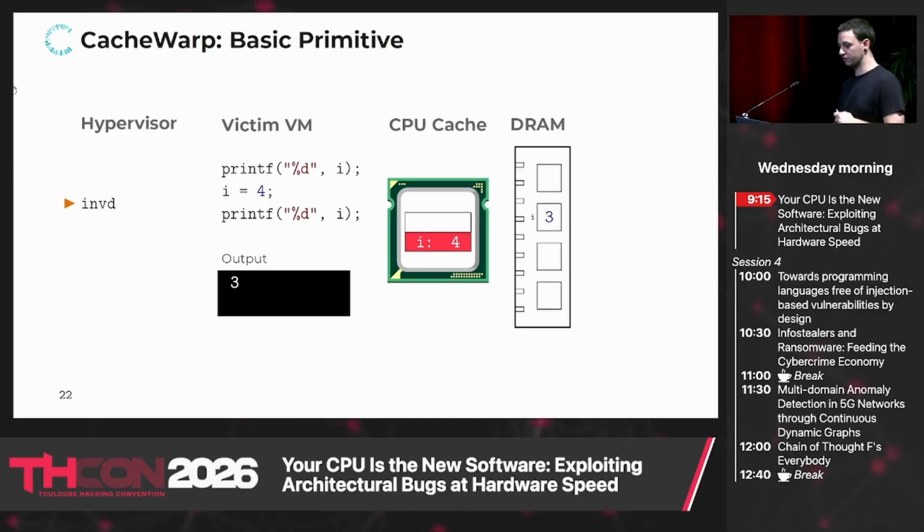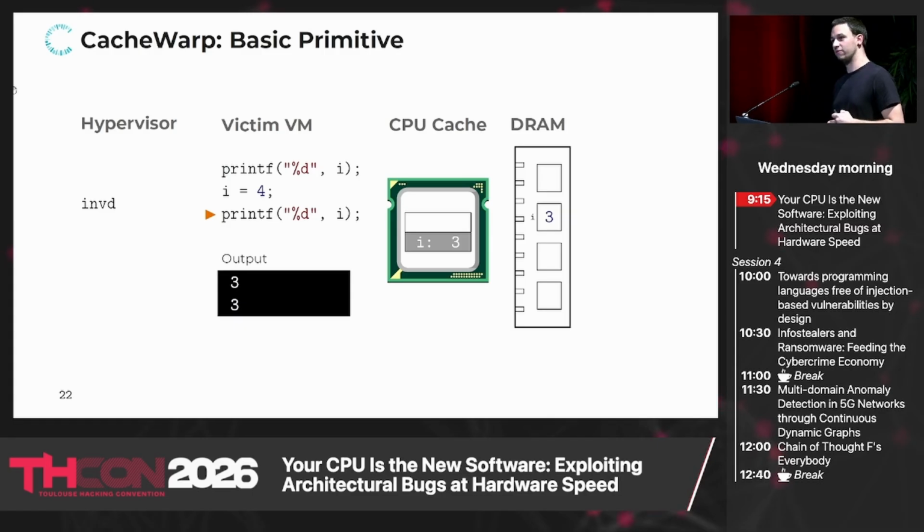But here we interrupt the victim. As the hypervisor, we use this invalidate instruction, which clears all the internal caches without writing anything back to memory. So cache content is gone. In the DRAM, we still have the old value of 3. And then we resume the victim VM, and it happily fetches it from the DRAM, puts it in the cache, and outputs 3 again. Well, not great, right? It should be 4, it's 3.